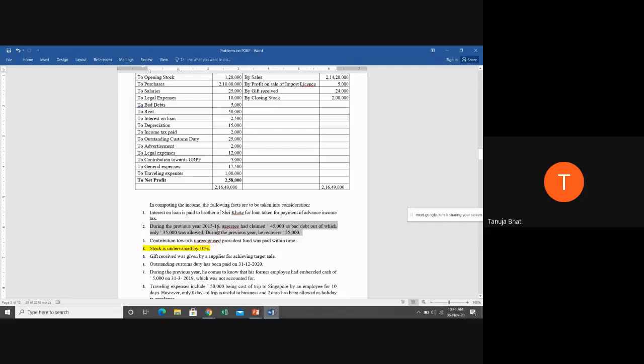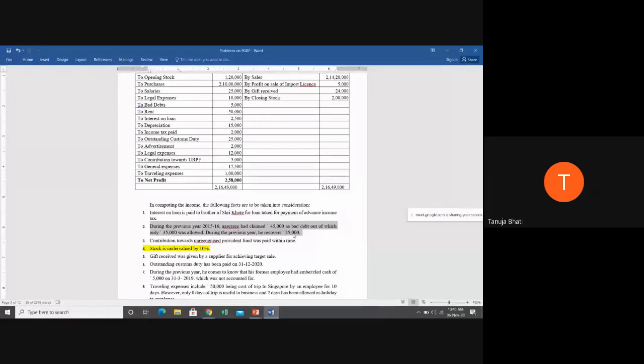During the previous year 15-16, SSC had claimed 45,000 as bad debts, out of which only 35,000 was allowed. During the previous year, he recovers 25,000. What does this mean, students? This sentence, what does it mean? It means that in the 15-16 previous year, they had shown 45,000 as bad debts, of which only 35,000 was allowed, meaning 10,000 was disallowed, and whatever was allowed, 35,000, out of that he recovers how much? 25,000.